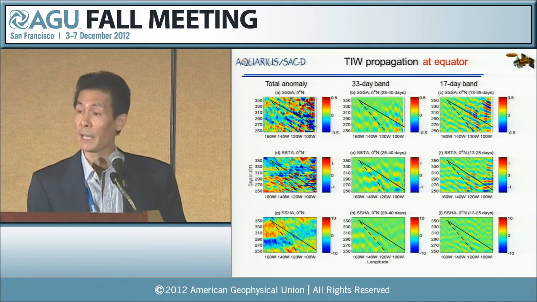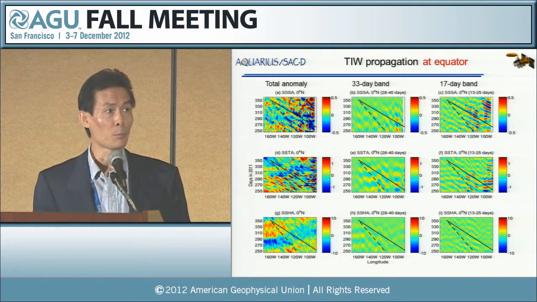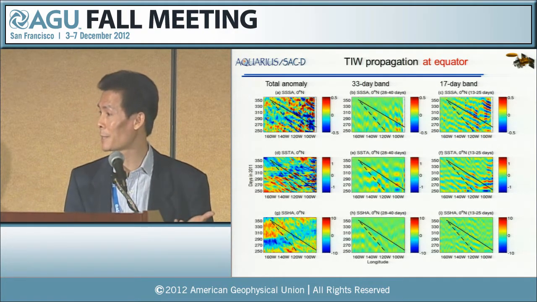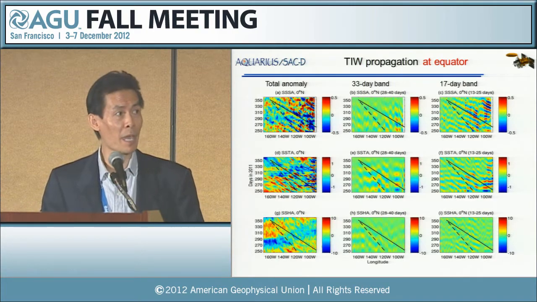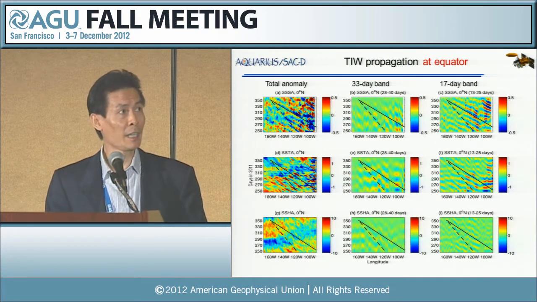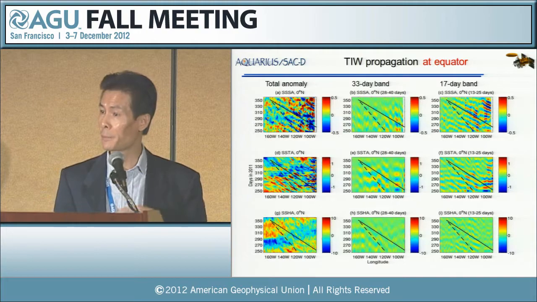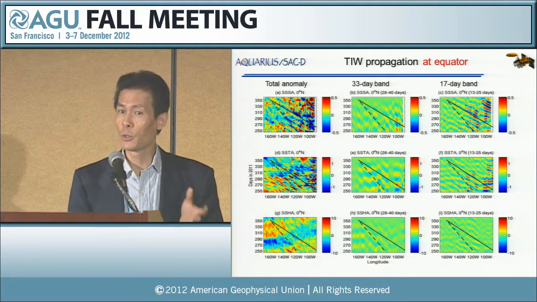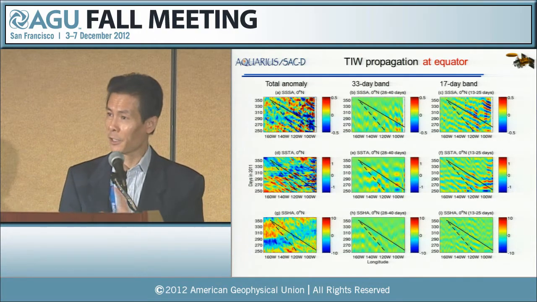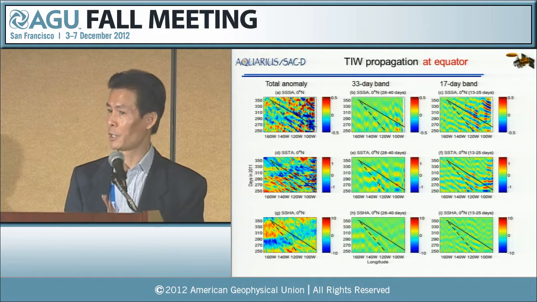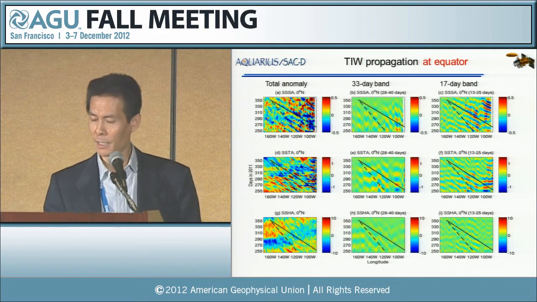As you can see, in the 33-day band, even at the equator, the propagation speed is indeed 0.5 meter per second. But if you look at the 17-day band, it is quite clear that it is dominated by the 1 meter per second propagation. So this is again showing that it has nothing to do with advection. It's just the nature of the different bands of TIWs.